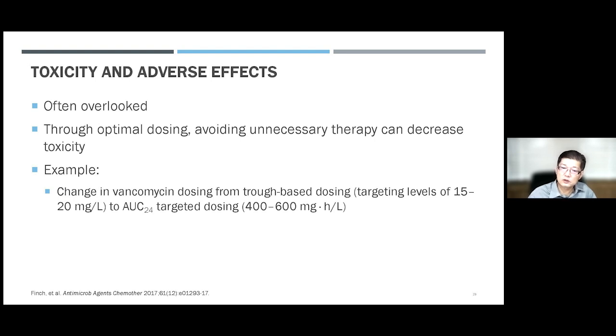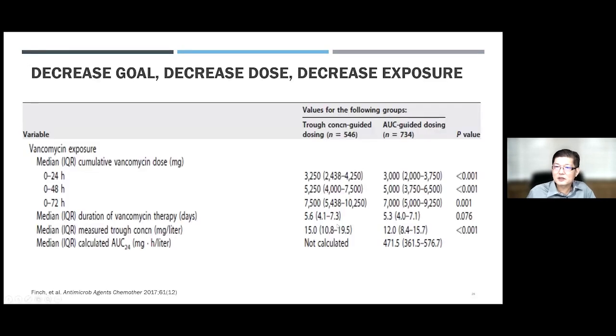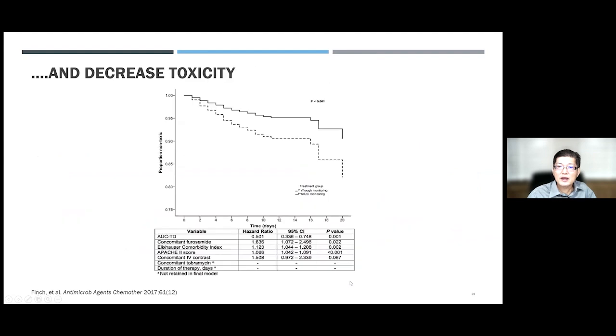If you compare a trough-based strategy and an AUC-based strategy, studies have clearly shown that antibiotic exposure has been significantly less with AUC-guided dosing compared to trough concentration-guided dosing. And this translates into significantly less toxicity with the AUC strategy compared to the trough-based strategy in the study.